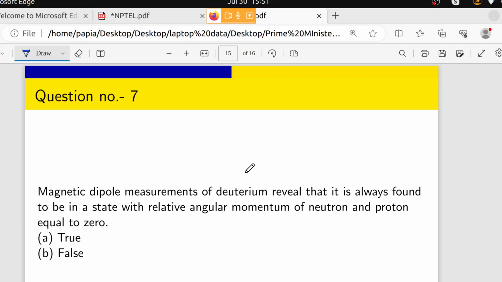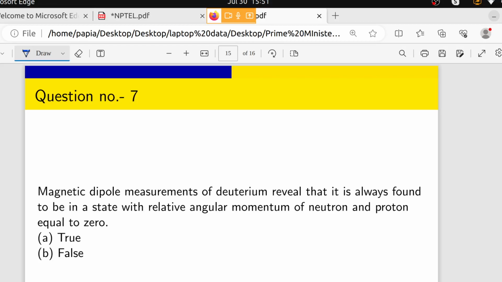Okay, like this is the statement. This is one statement, it is given, and we have to say that this statement is true or false. What is the statement? The statement told us that magnetic moment measurement for the deuterium nucleus reveals that it is always found to be in a state with relative angular momentum of neutron and proton equal to 0.